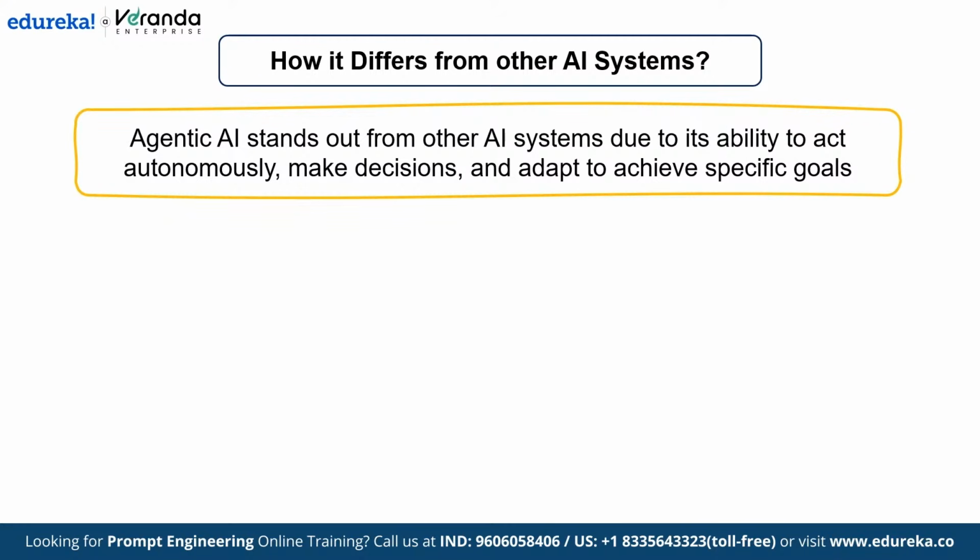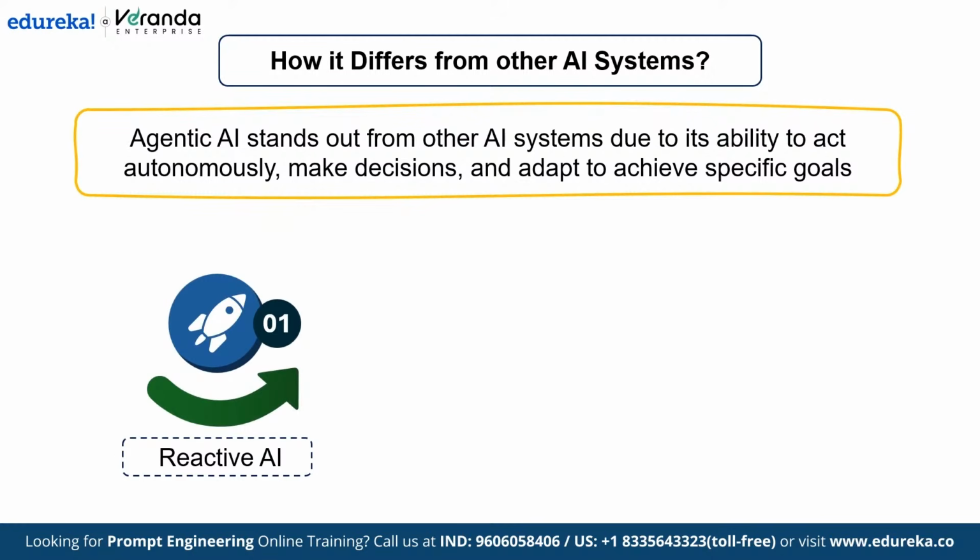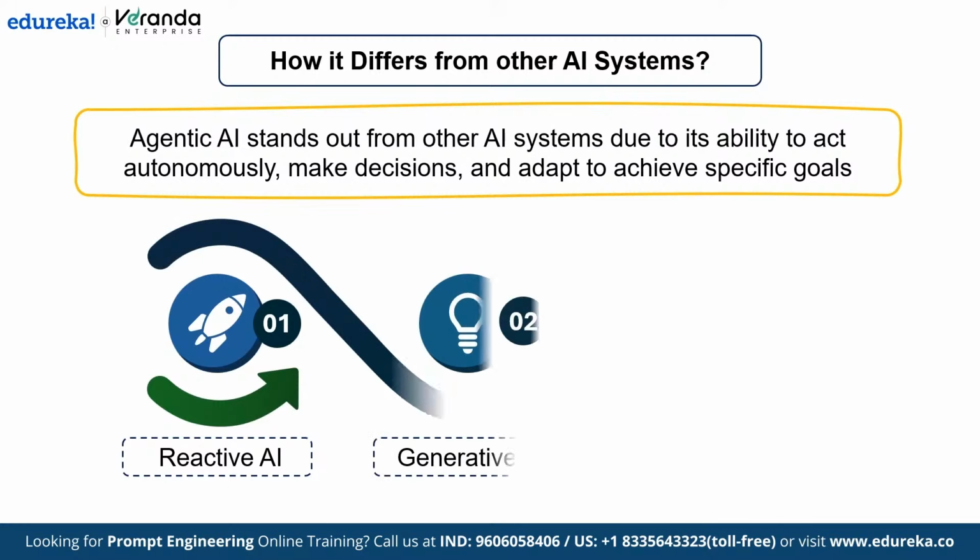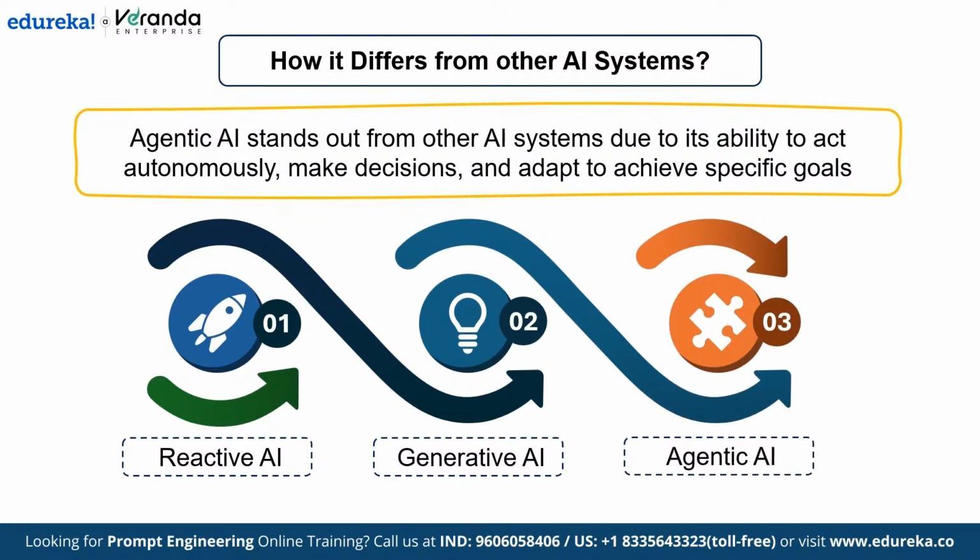Agentic AI differs significantly from other AI systems in its autonomy, decision-making, and adaptability to achieve long-term goals. Unlike reactive AI, which performs predefined tasks only when prompted, such as spam filters or image classifiers, Agentic AI takes the initiative and operates independently. It also contrasts with generative AI, which focuses on creating content, like ChatGPT generating text, but is not goal-driven. By combining autonomous behavior, strategic decision-making, and the ability to adapt dynamically, Agentic AI stands out as a powerful system designed to achieve specific objectives in evolving environments.